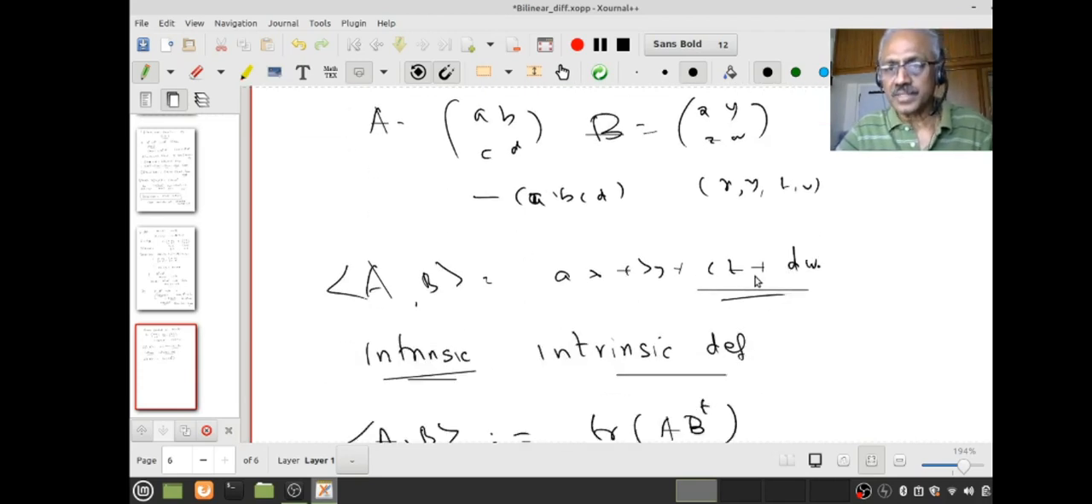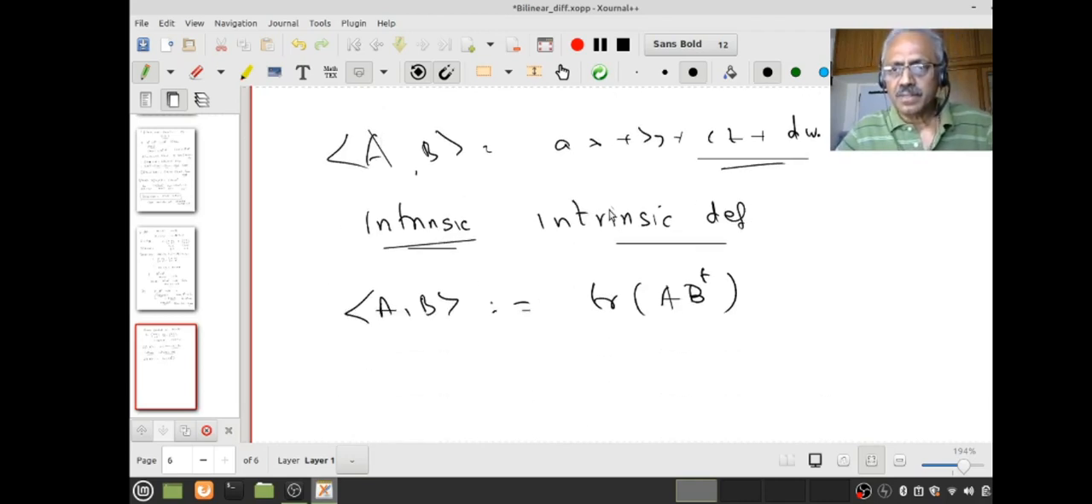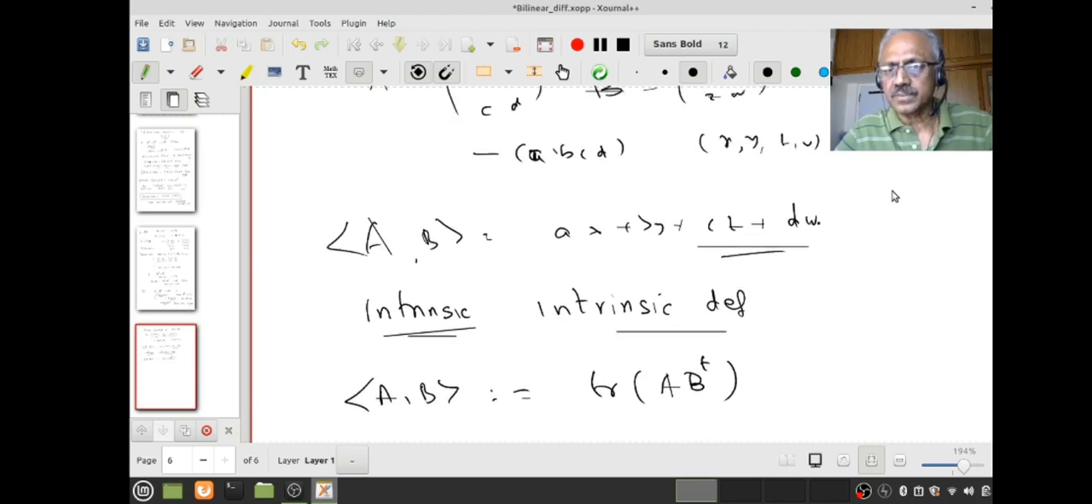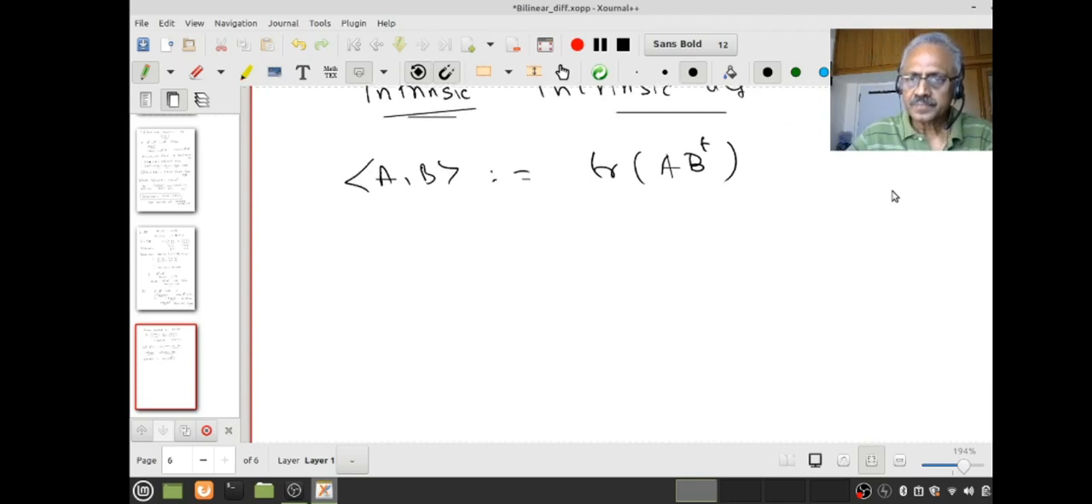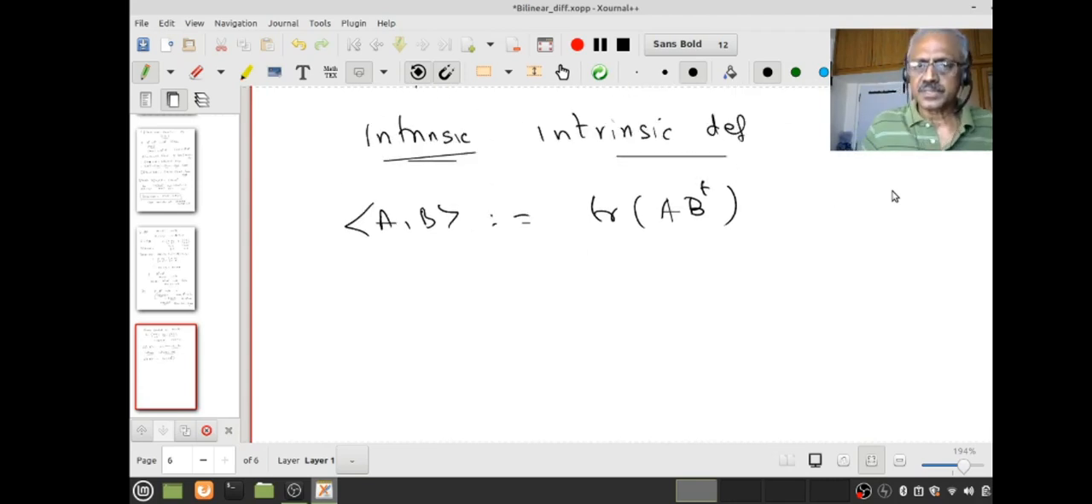Here this inner product depended upon how I identified the vector A with an ordered quadruple in R4. Instead of ABCD I could also have done ADBC or ACBD or ACDB, whatever way you want. Depending upon that, this inner product may also differ, but here it is not different. This is intrinsic, right?